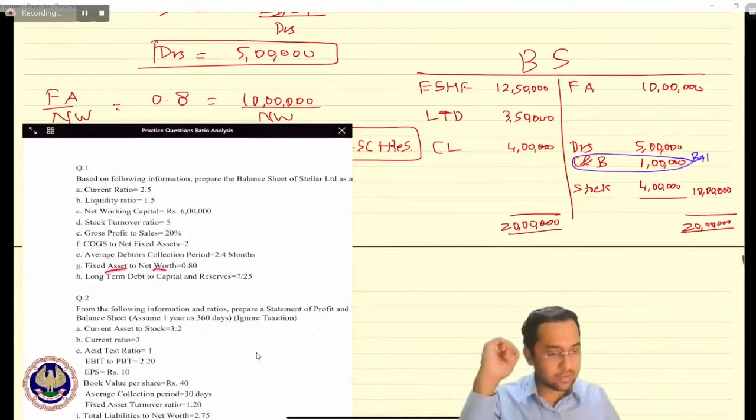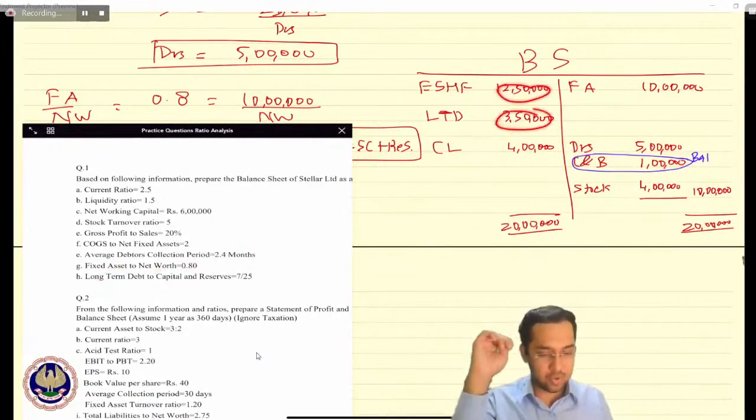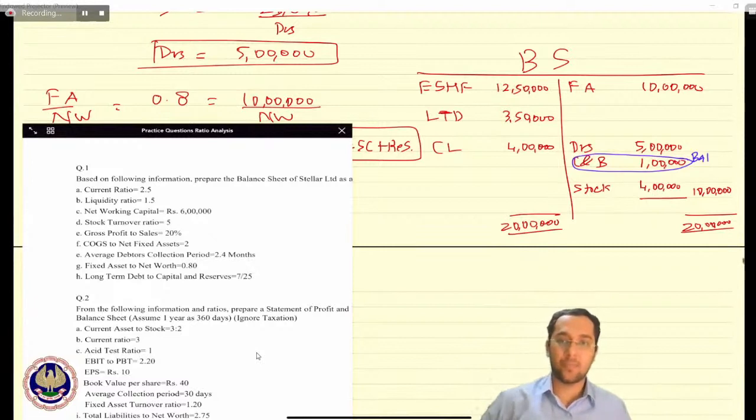Fixed asset to net worth, yes, it is 0.8. Long-term debt to capital and reserves, the ratio between these two, 7:25. Yes, it is. Right, so total 20 lakh, it should get tally.